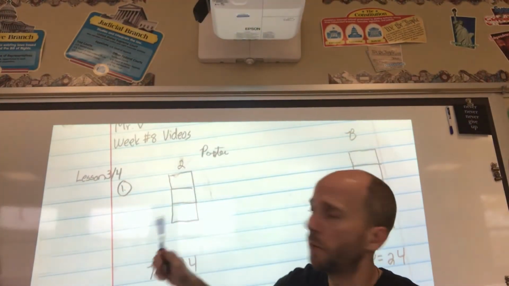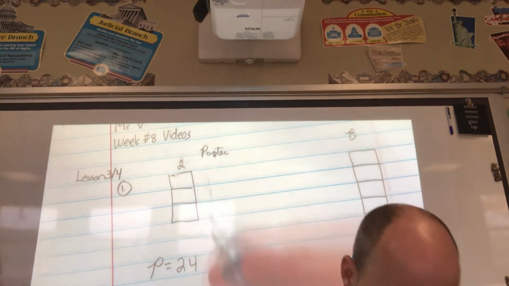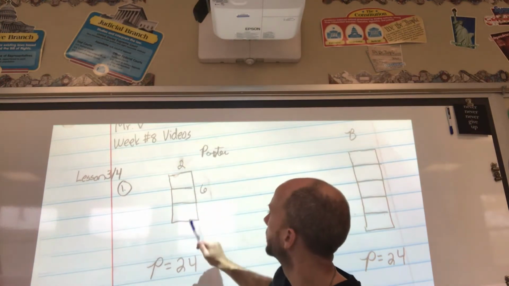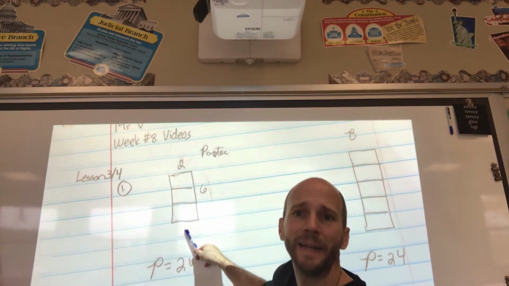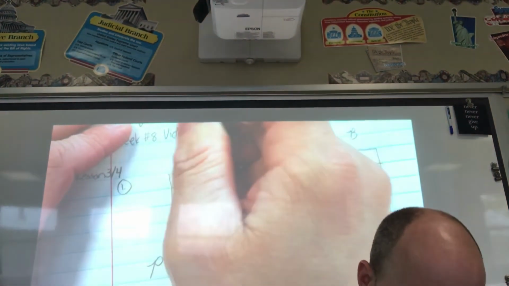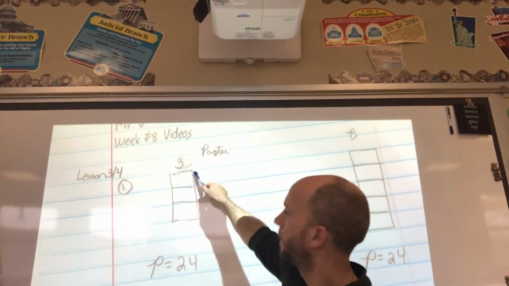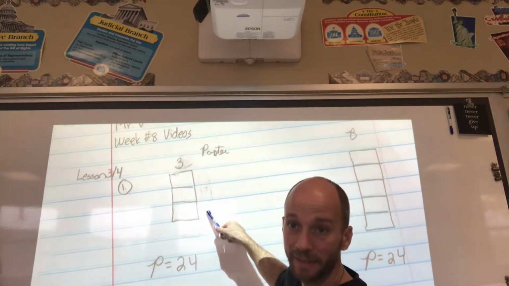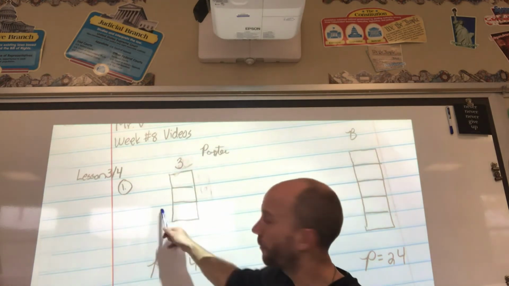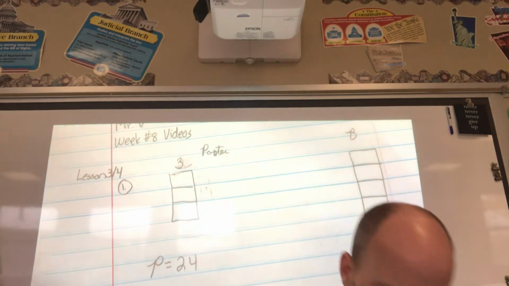If the top is 2, the width would be 2, 4, 6. Let's add those together. 6 and 2, 8. 6 and 2, 8. 8 and 8, 16. We're not there. We're getting closer. I think 3 might be good. So this would be 3, 6, 9, right? 9 and 3, 12. 9 and 3, 12. 12 and 12, 24. So there's our answer.